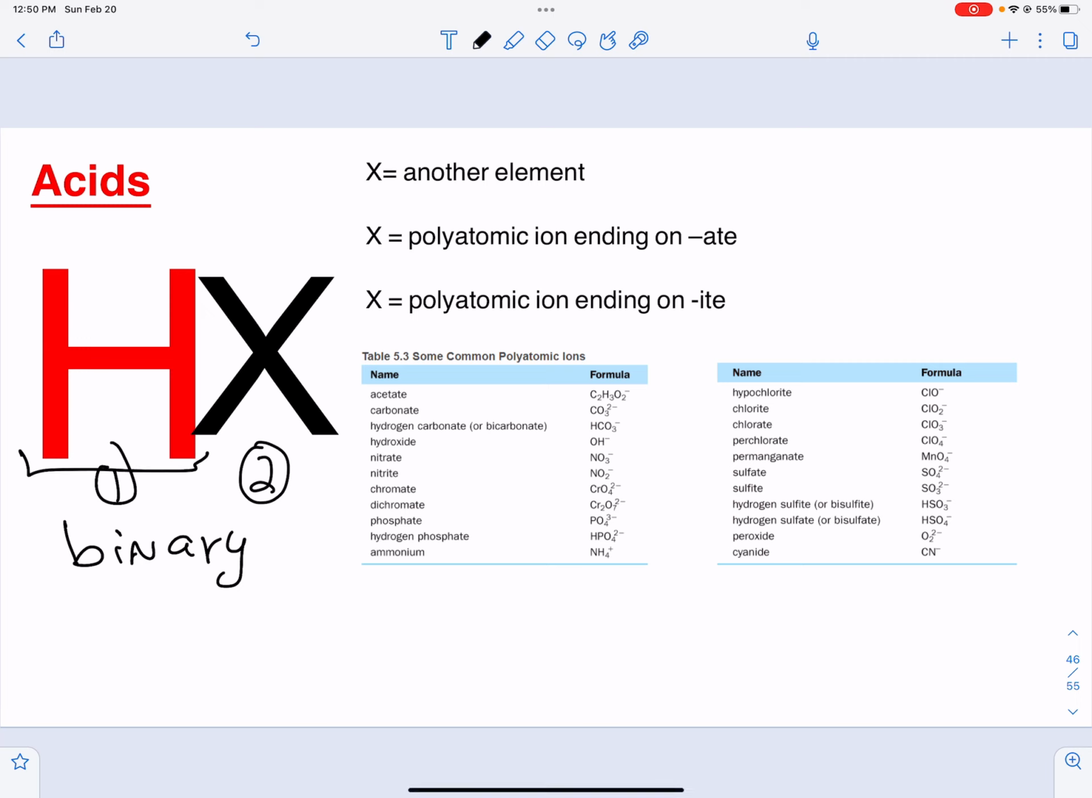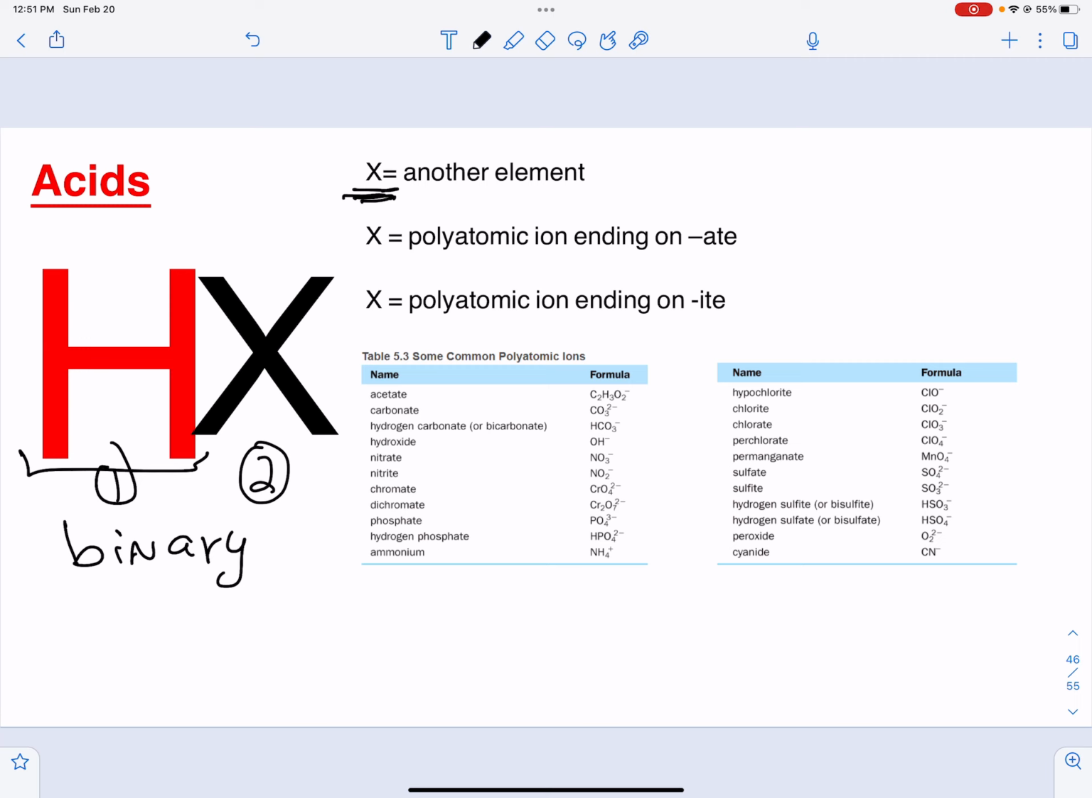So a good way to know a formula that you're looking at is an acid is because it begins with hydrogen. Where the X is just another element. And you're going to see very soon that most of the time the X is going to be either oxygen or a halogen. Most of the time it's going to be that, oxygen or a halogen.